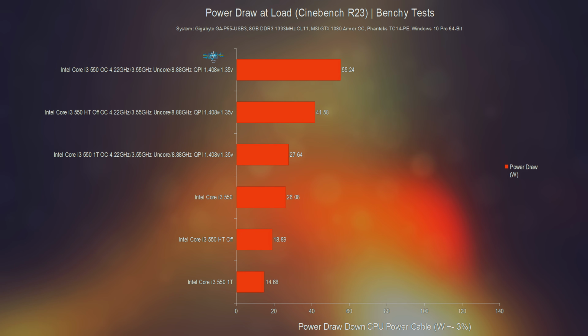And to finish off the tests, we're taking a look at power draw. Now, to measure power draw, we use an actual physical clamp meter around the CPU power cable to get an accurate representation of just how much power the CPU is pulling before losses incurred by the VRM are taken into account. We're measuring the power draw at idle and also the power draw at full load in Cinebench R23.